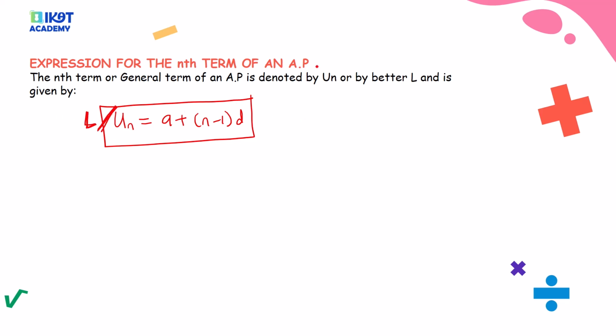Now, I'm going to give us an example to show what Un is. If I have a series: 1, 2, 3, 4, plus dash, plus dash. This is the first term. This is the second term. This is the third term. This is the fourth. This is the fifth. This is the sixth.